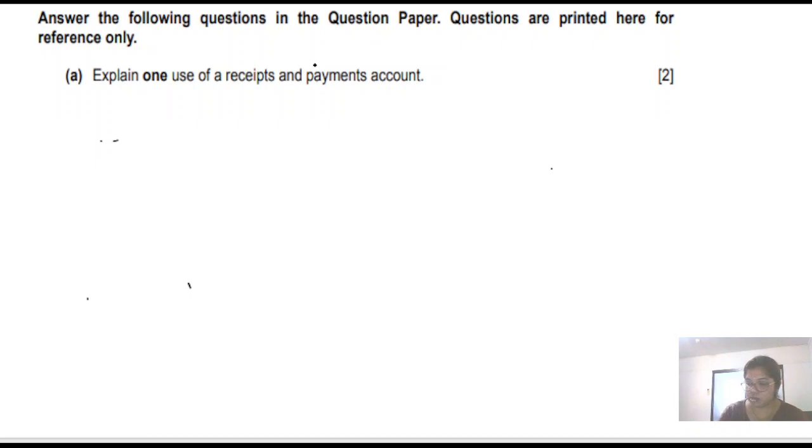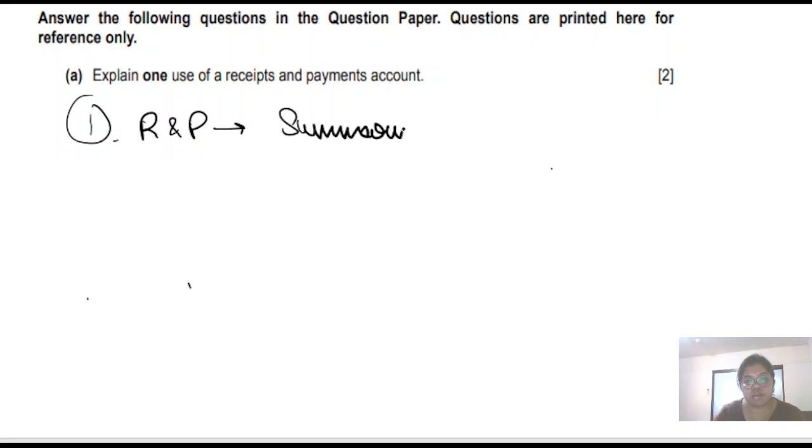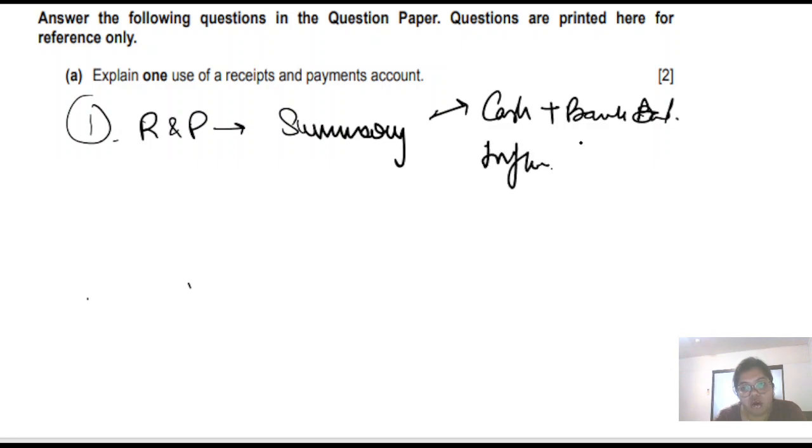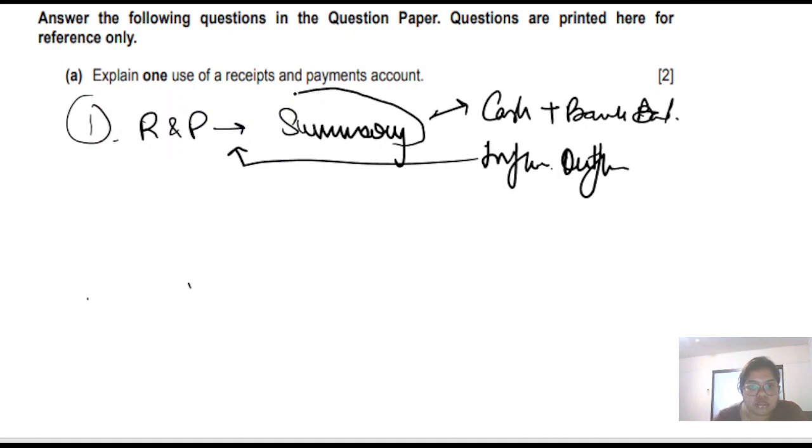So number one use is, first of all, you know this thing, the receipt and payment account is basically a summary of what? A summary of cash and bank balance. Okay, it means whatever the cash inflow or bank inflow or outflow, we can record it in our receipt and payment account. So we can use this receipt and payment account as a summary.